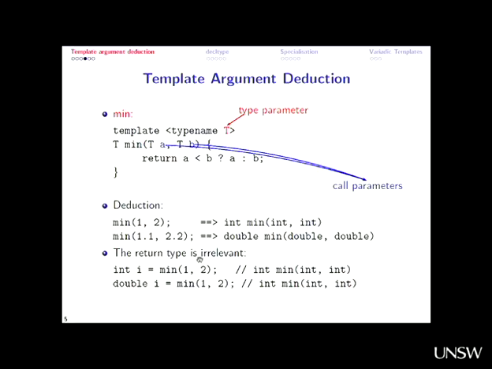The return type is irrelevant. What this means is if I say int i is equal to min(1, 2), it's still going to be the int version of min. If I say double i is equal to min(1, 2), it's still going to return an int that then gets promoted to a double, because putting this double over here means nothing. Okay, it's all about what's going into these call parameters that deduces it.